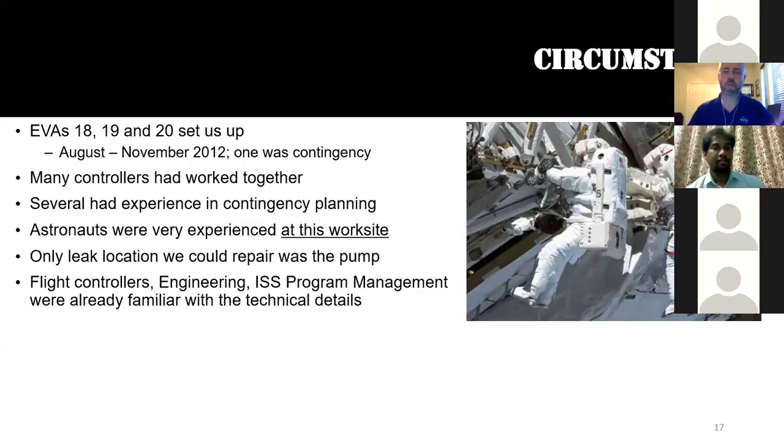Spacewalk number 20 was one that was out near the same location as our problematic pump, using the same type of interfaces that our spacewalk to fix the leaking snow was going to utilize. So over those period of months, we had a lot of experience doing this type of event. And many of the flight controllers involved had worked those same spacewalks.